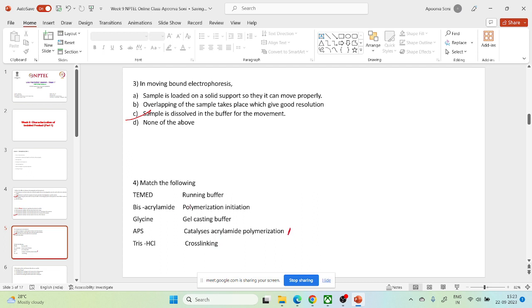Bisacrylamide, cross-linking. Glycine is present in running buffer, okay. Ammonium persulfate, APS, polymerization initiation. Yes. And Tris HCl, gel casting buffer. Now we'll just quickly see.